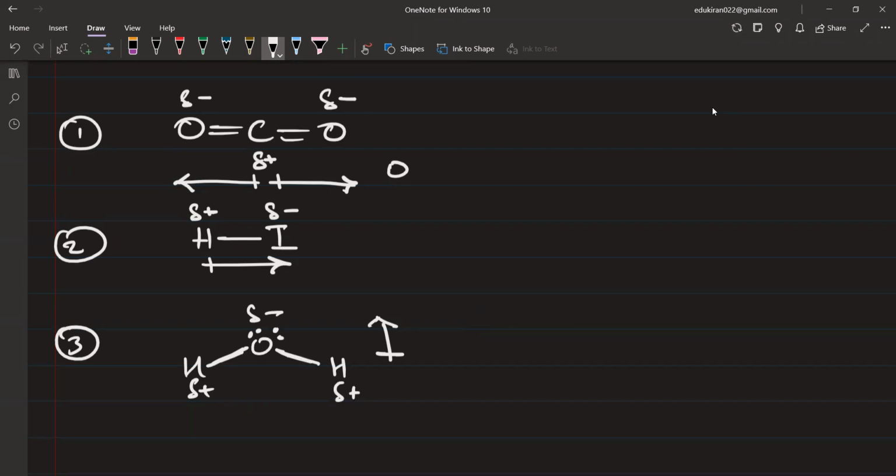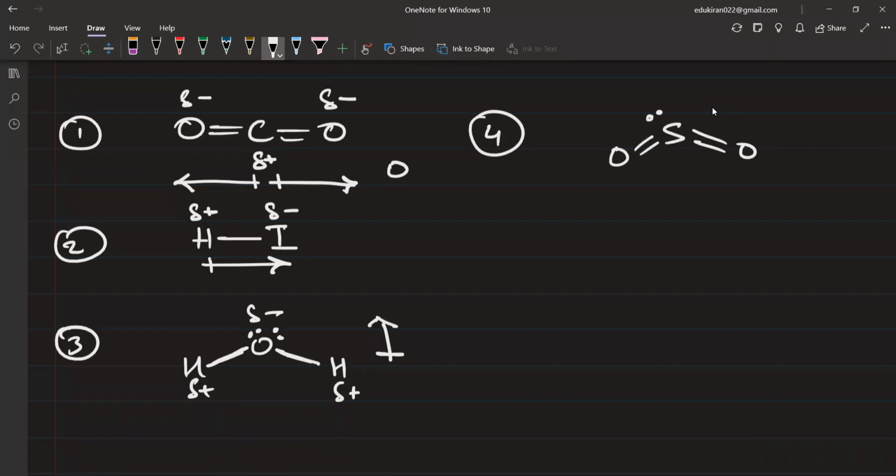Now, if I compare hydrogen iodide and water, then here we can say that iodine is less electronegative, oxygen is more electronegative, that is why the dipole moment of H2O is higher. Then again we have sulfur dioxide. In sulfur dioxide you will have sulfur, double bond oxygen and double bond oxygen.